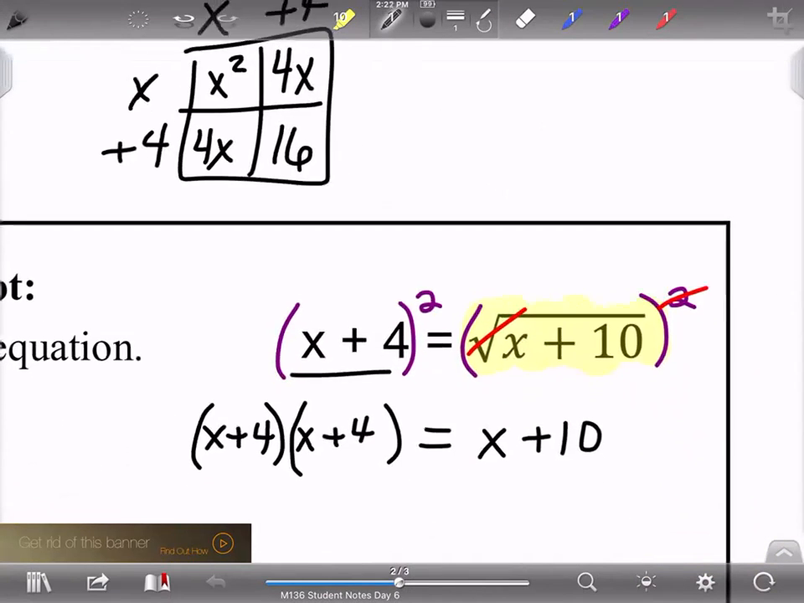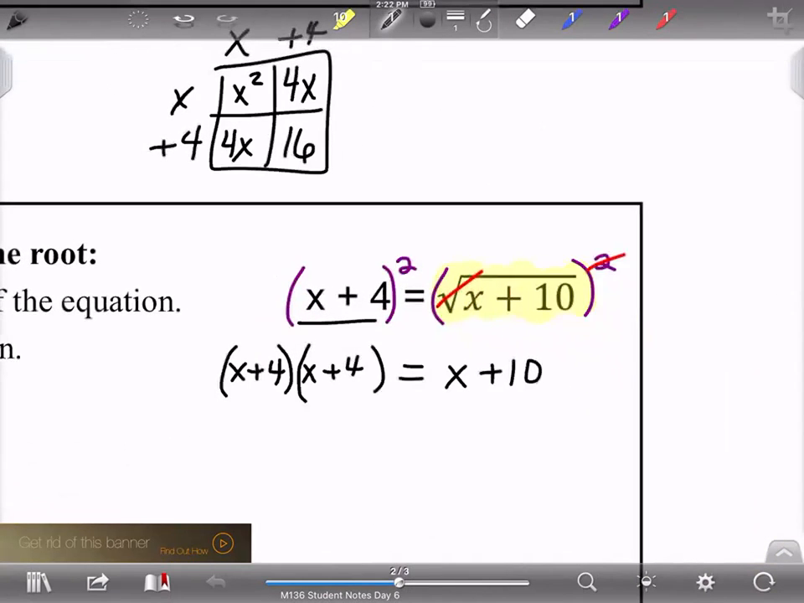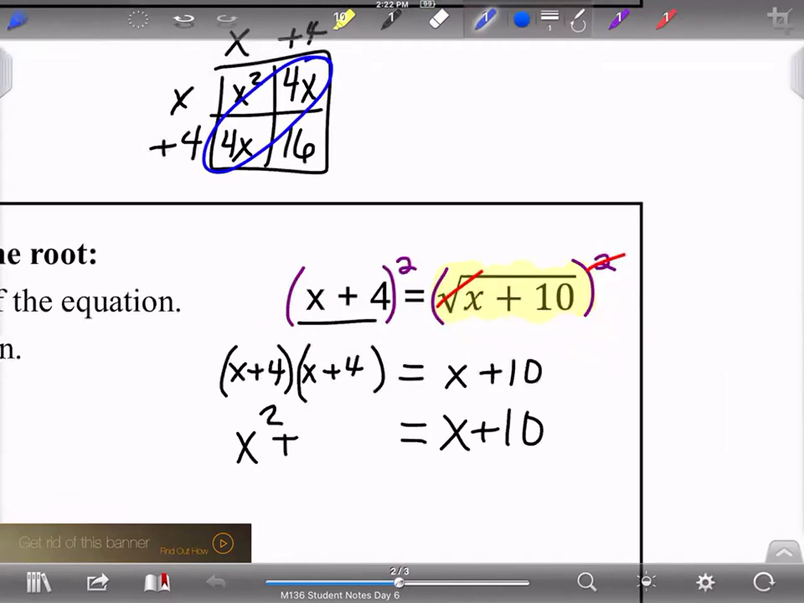So x plus 4 times x plus 4 is actually going to equal x squared plus, I'm going to combine like terms here with the 4x and the 4x. So I'm actually going to write 8x and then plus 16. So I've combined like terms there with the 4x and the 4x.